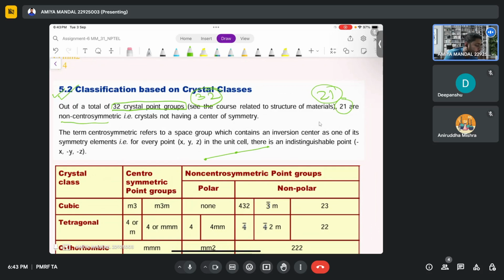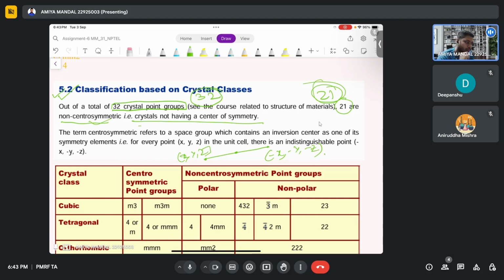If atoms reside here at these coordinates, then this is called the center of symmetry. If this symmetry does not hold, then we call it a non-centrosymmetric material, meaning the crystal does not have a center of symmetry. So, on the basis of centrosymmetry and non-centrosymmetry, 21 are what?